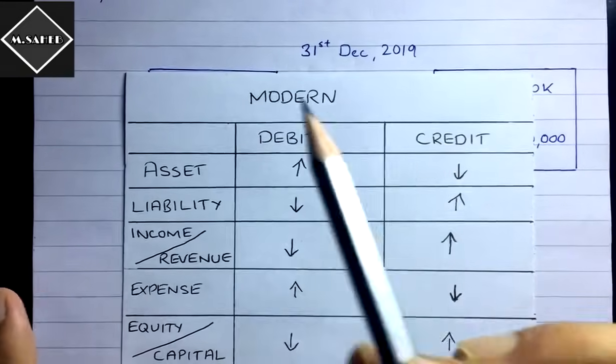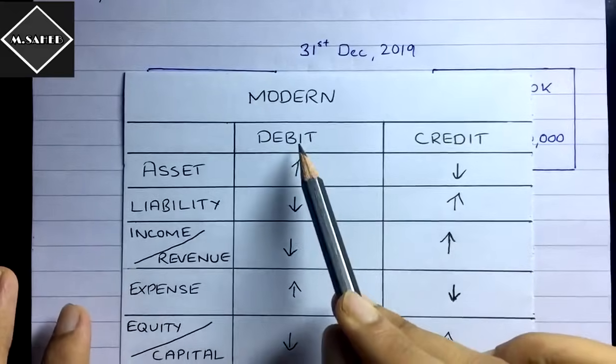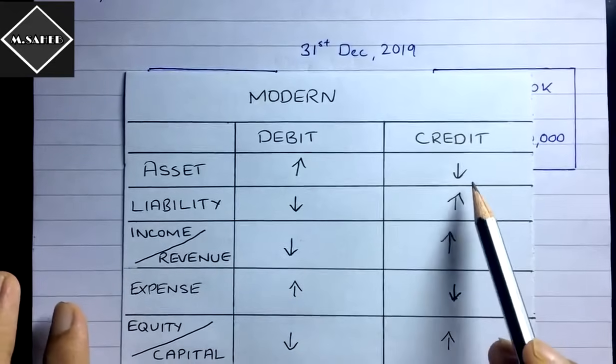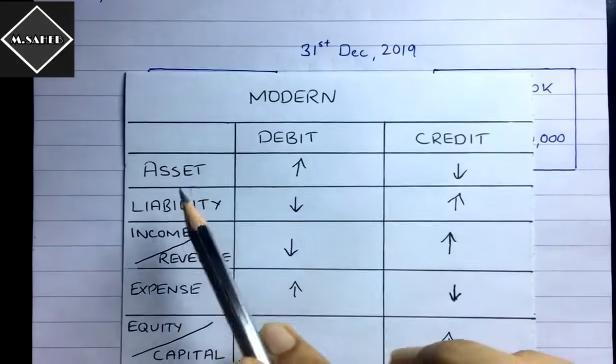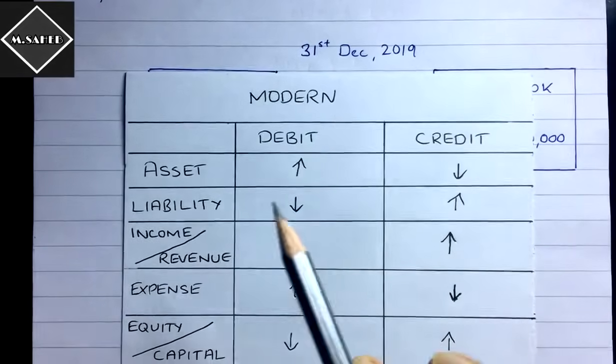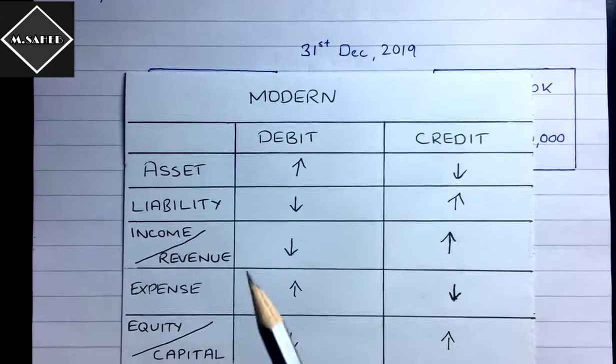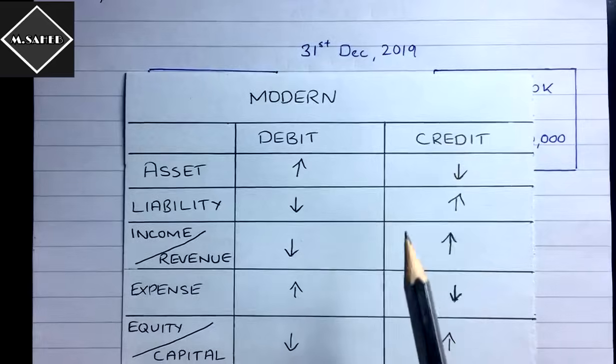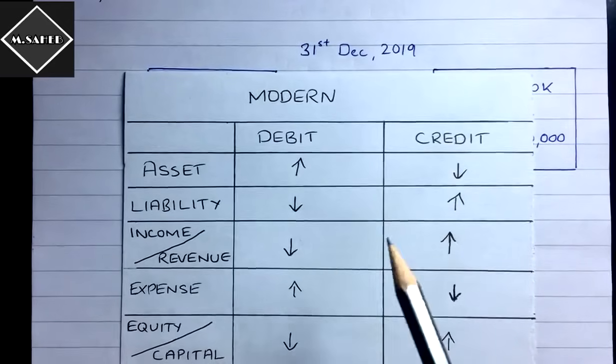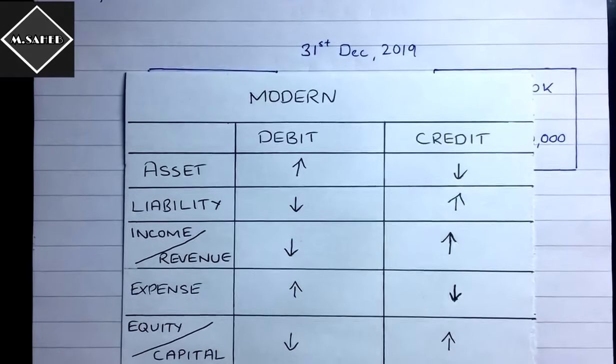It says, whenever an asset increases, you debit it. And whenever an asset decreases, what do you do? You credit, yes? So, this is what modern rules say regarding the asset. And what does it say regarding the liability? Whenever the liability increases, you credit it, and whenever the liability decreases, you debit it. Simple. You know this, right?